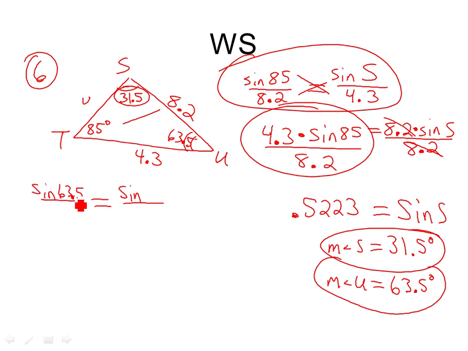Little u. Oops, not big U. Little u. Pick me another angle. 85. Does it matter which one you pick? Not really. Might be easier to pick 85 because it's got one less number, so when you're punching it in, you have to push fewer keys. So you got that. What goes on the bottom?